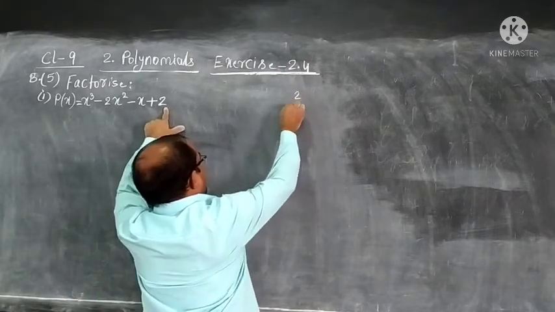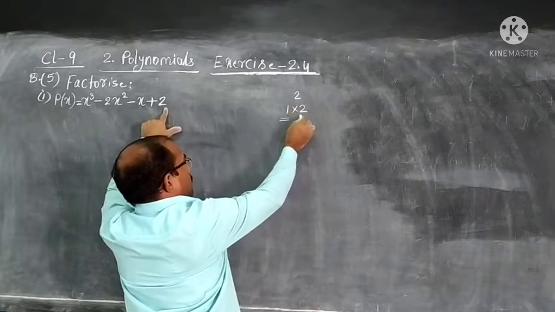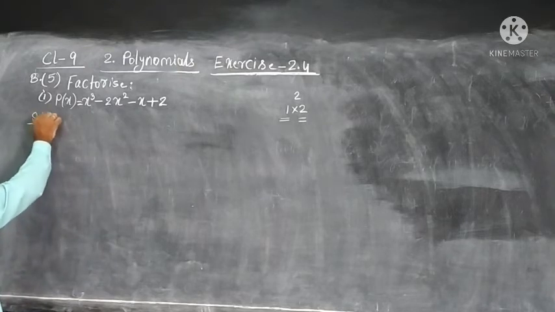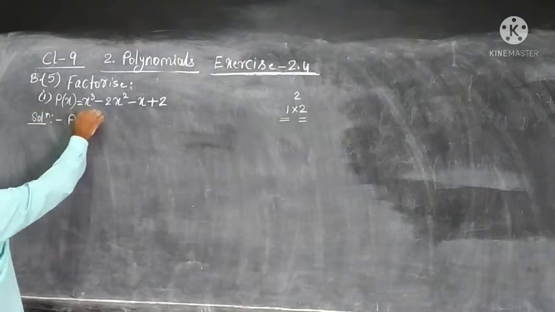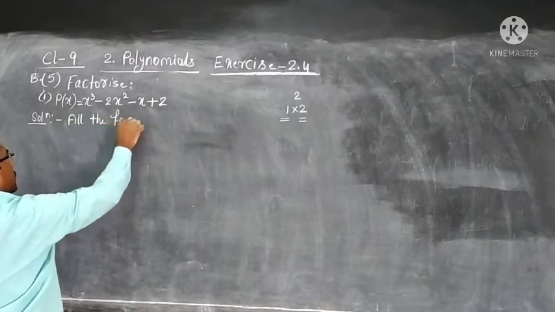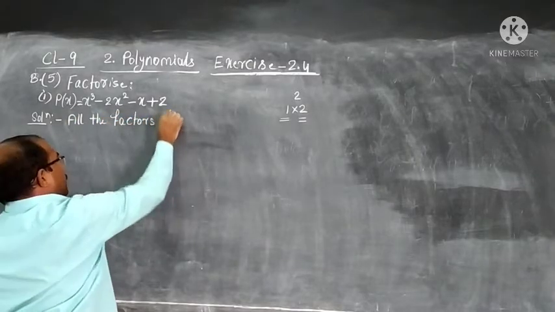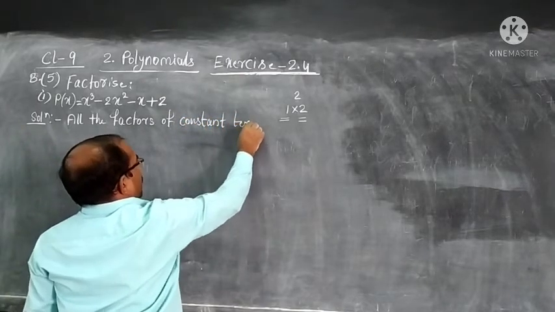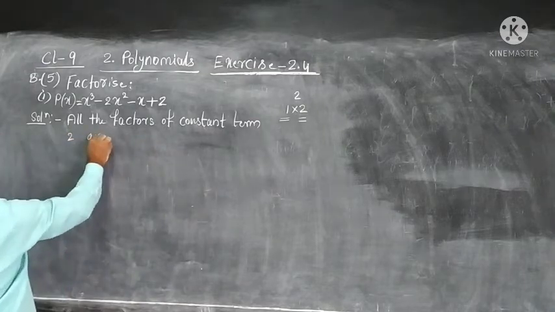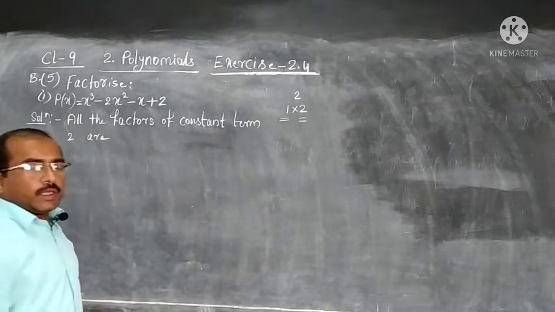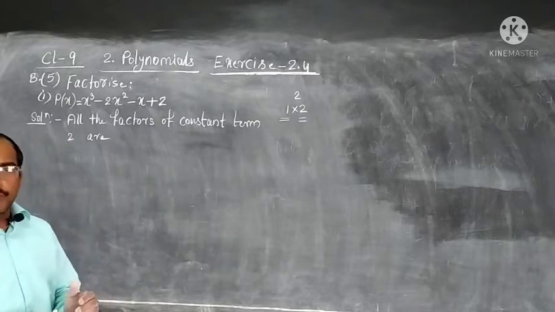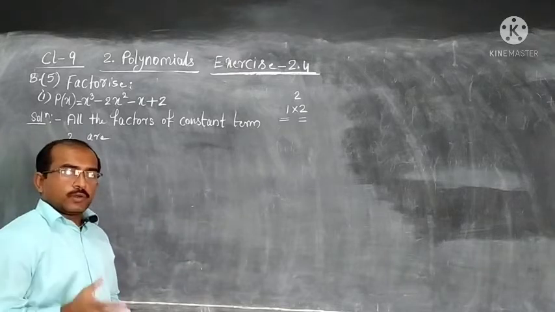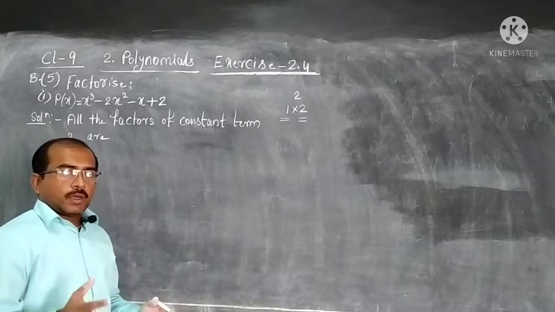It is 2. Factors of 2 will be only 1 and 2. It has only 2 factors. So, we will start with a statement: all the factors of the constant term 2 are, which are the factors? 1 and 2, but here we will use plus 1, minus 1 also, plus 2 and minus 2 also, because we are working in algebra, polynomials and all, everywhere negative and positive values are applicable.